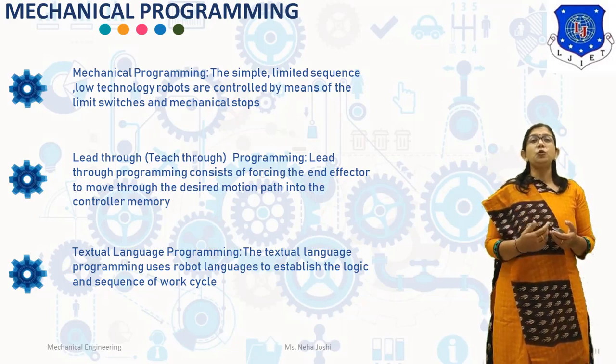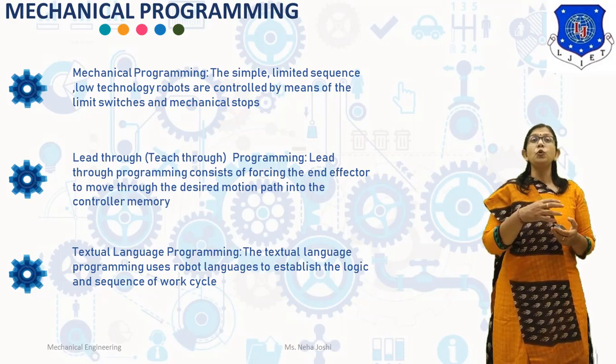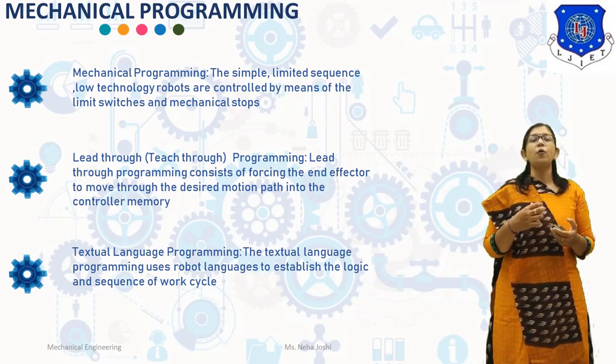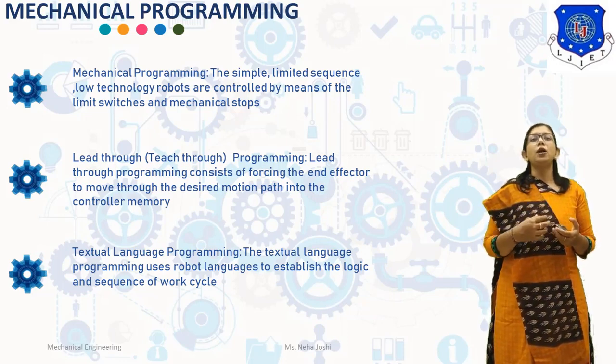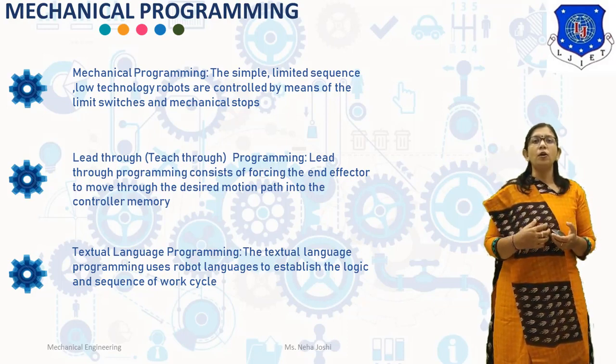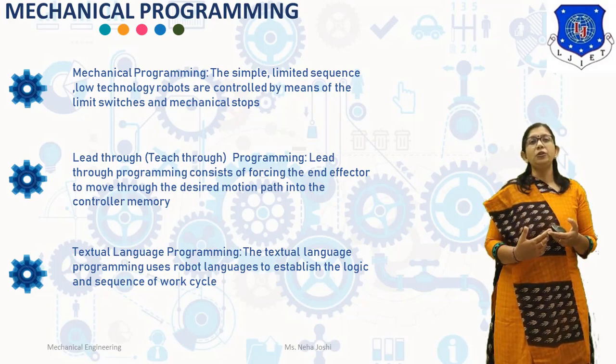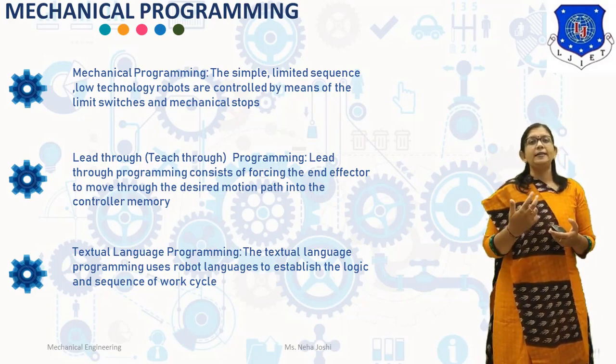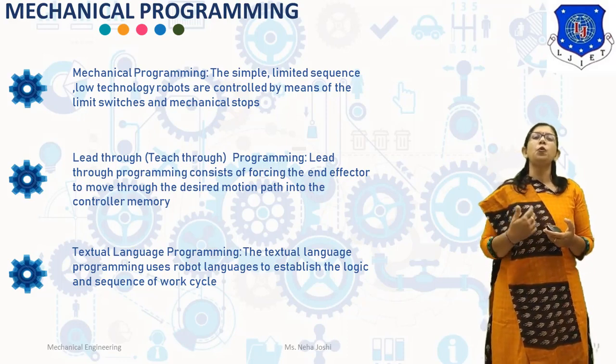Now next one is lead-through programming. It consists of forcing the end effector to move through the desired motion path and recording the motion path into the controller memory. As the programming is done directly on the robot, it is also known as online programming. There are two ways for lead-through programming. First one is power lead-through, which is also known as the teach-pendant programming method, and second one is the manual lead-through programming method.